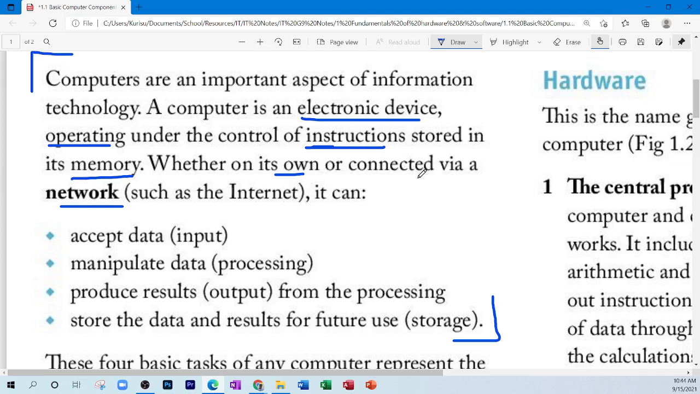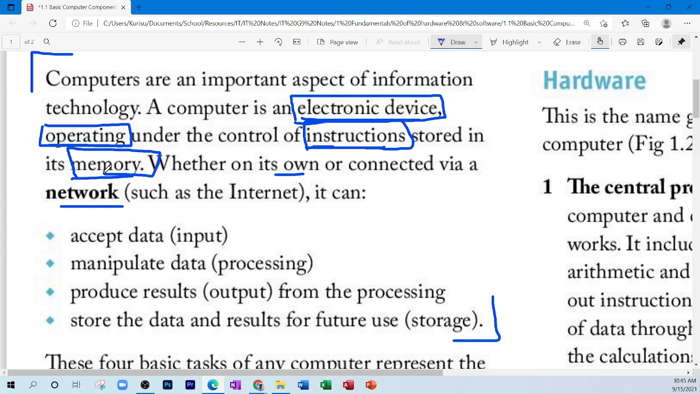So, here we have a definition for a computer. A computer is an electronic device. How does that electronic device function? Well, it operates by following or being under the control of instructions stored in its memory. So that is the definition of a computer. An electronic device that operates under the control of instructions in its memory.